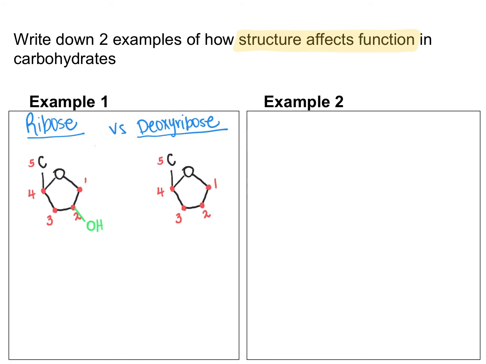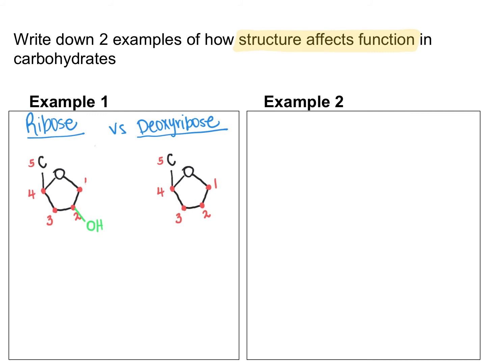But we're not going to draw them because they just clutter up the drawing, and they're not important for focusing on when we're talking about the structural differences between ribose and deoxyribose. Now that we know that the structural difference between ribose and deoxyribose is this hydroxyl group at carbon number 2 for ribose, let's talk about how that affects the way that these sugars function in living organisms.